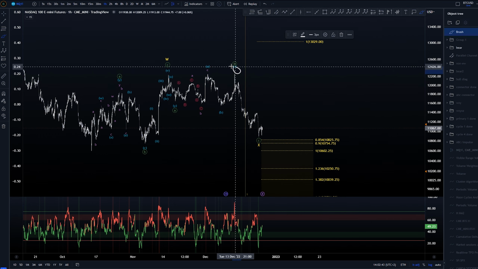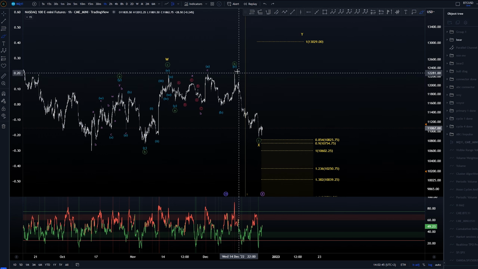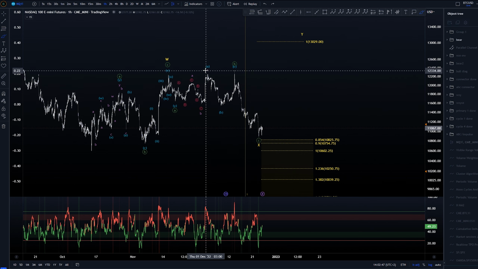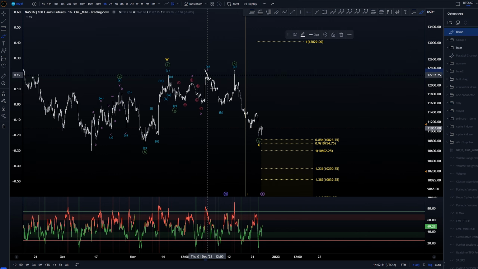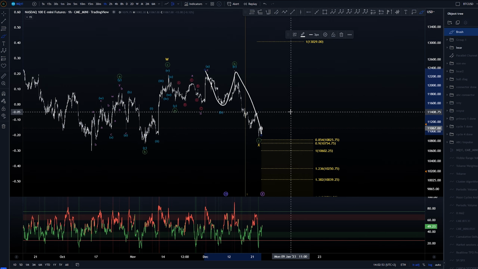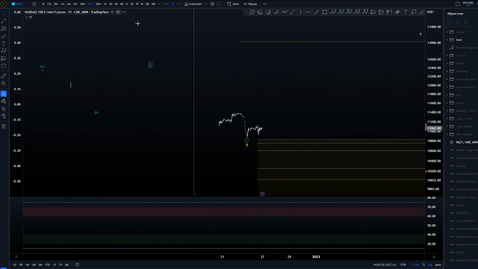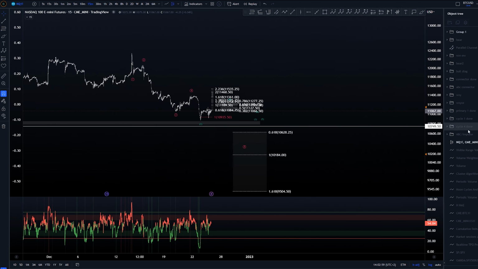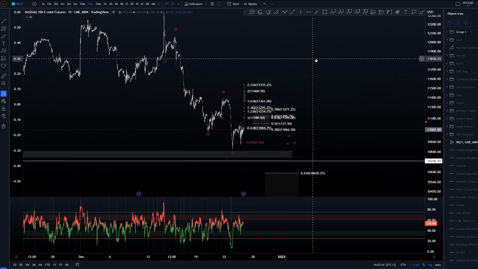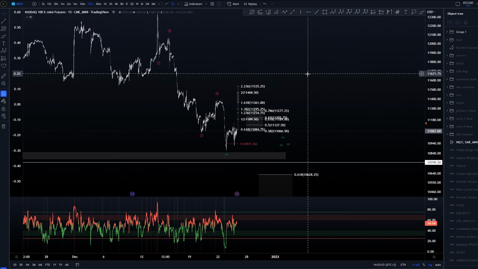We have less probable counts that are starting from here downwards. The better looking ones, in my opinion, at this very moment for Nasdaq at least, are the ones where we have an expanded flat here. Now let's get into the smaller time frame and get some of the issues that we have with the smaller time frame out in the open.